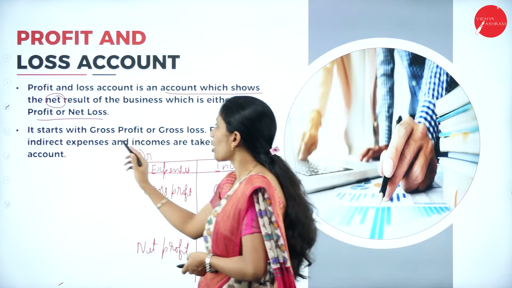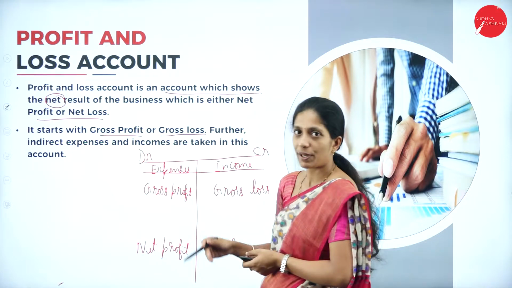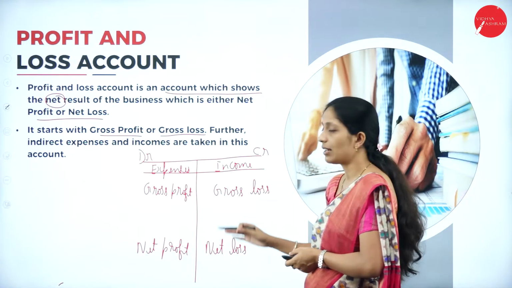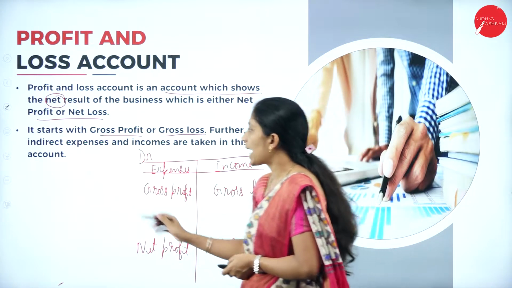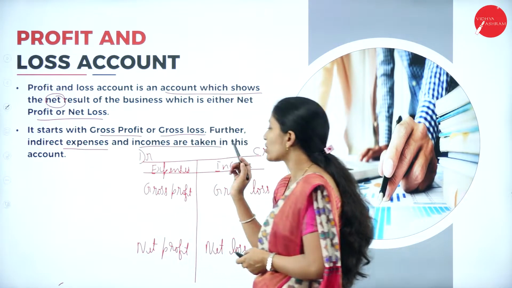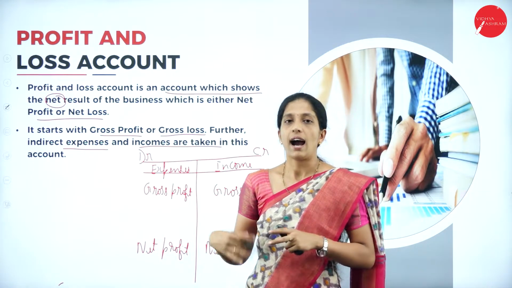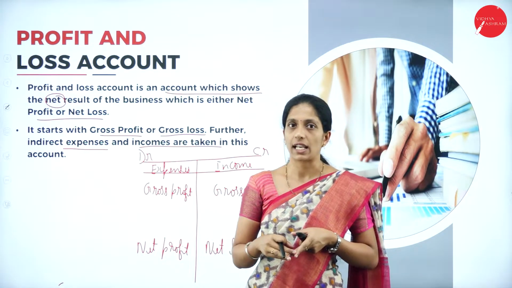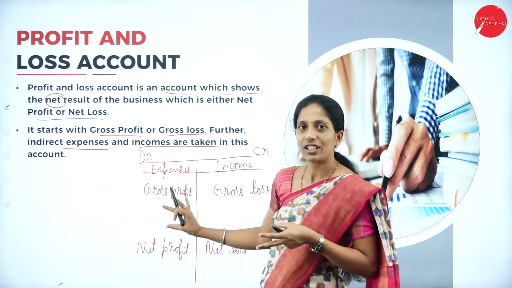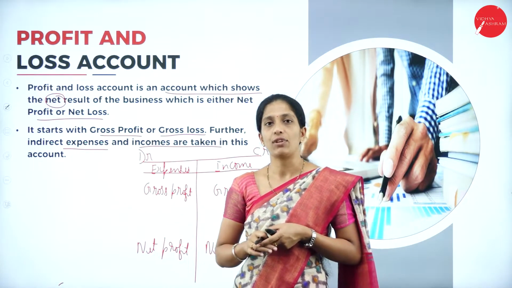It starts with gross profit or gross loss, because it is a continuation of the trading account. Further, indirect expenses and incomes are taken in this account. After that, all the indirect expenses and indirect income will be taken, whereas in the trading account, all the direct expenses and direct income will be taken.